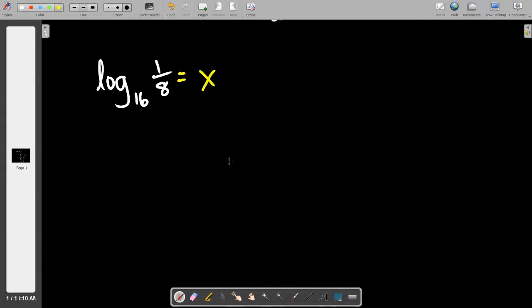Yeah, so stick your x over here. Good job. So we say 16 to the power of x is equal to 1 over 8. Step 1 is to convert from what we call logarithmic to exponential. The log effectively goes bye-bye.